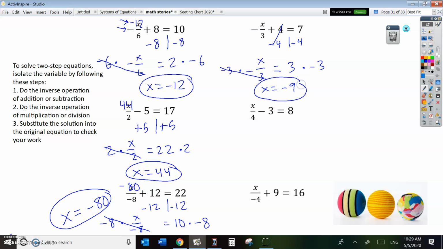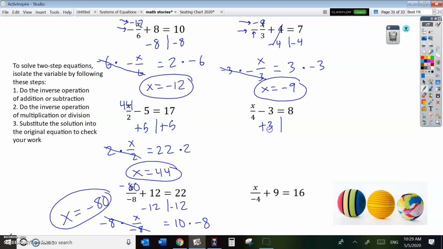Substitute negative 9 into the original equation. So these two negatives actually cancel. So it's actually negative 9 divided by negative 3, but then it's negative 3, but then this negative cancels that. So it's positive 3 plus 4 equals 7.